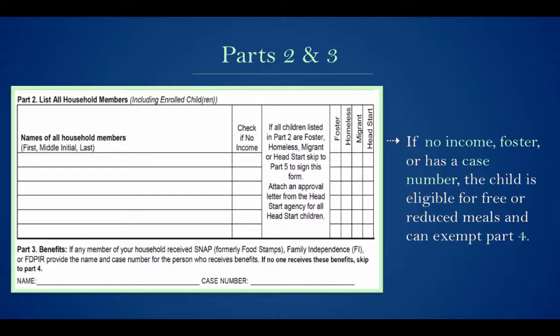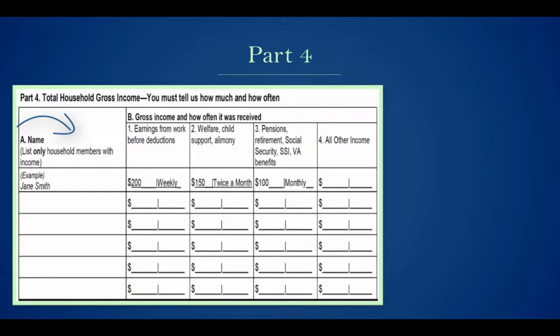When there are other enrolled children on the application with a foster child, the foster child's personal use income must be listed in Part 3 along with other household income. In Part 3, if a household member participates in SNAP, FIP, or the Food Distribution Program on Indian Reservations and provides a case number for benefits, the enrolled children are classified free and the household can exempt Part 4 of the application.